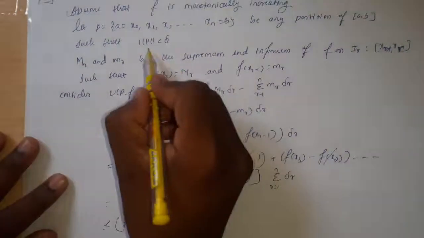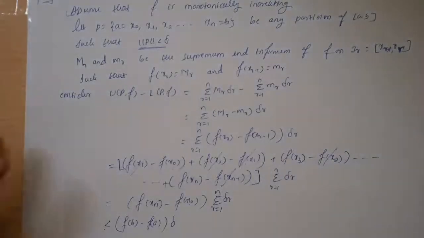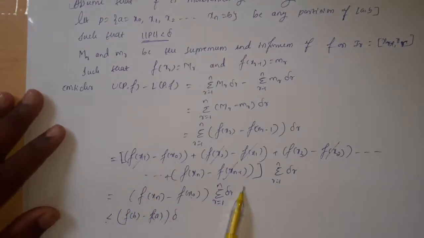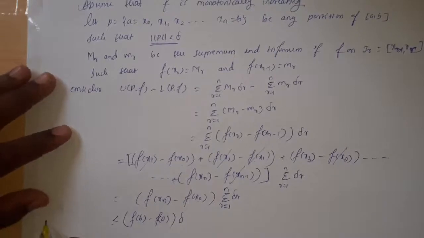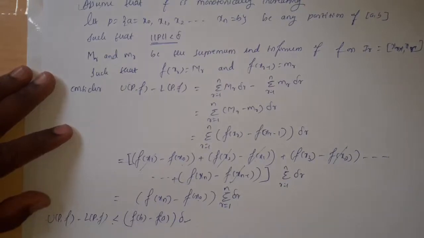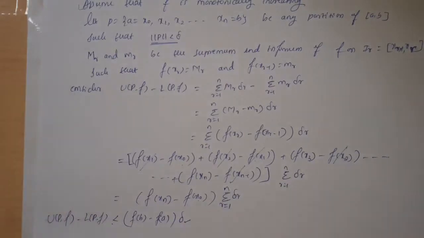So, here we know that norm of P is less than delta, means length of each sub interval must be less than delta. Then the total sum of each sub interval must be less than delta. So, therefore, this total expression becomes less than f of b minus f of a into delta, and on LHS we have UPF minus LPF. So, here delta is length of any sub interval.